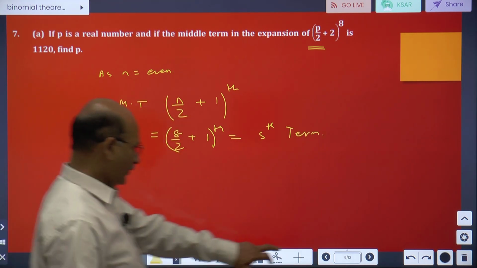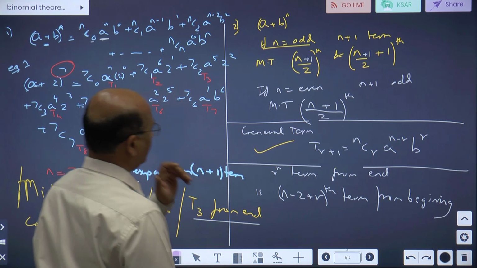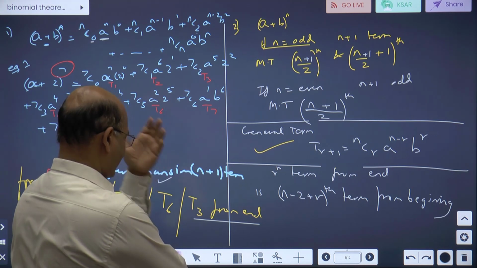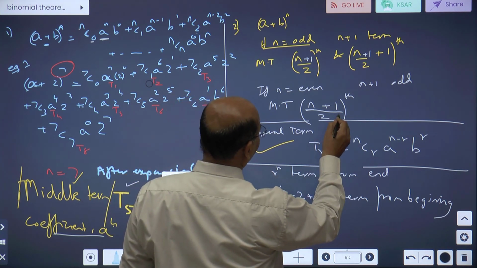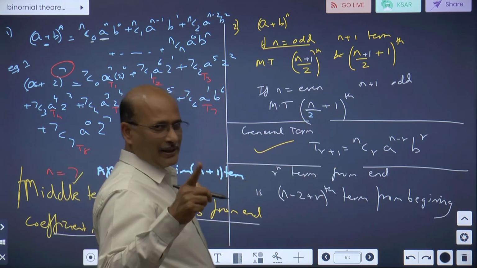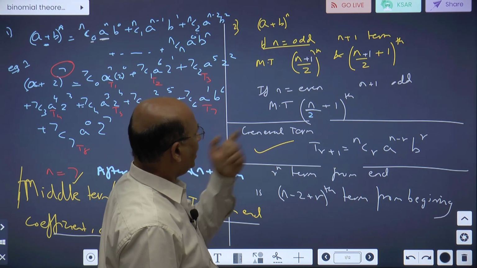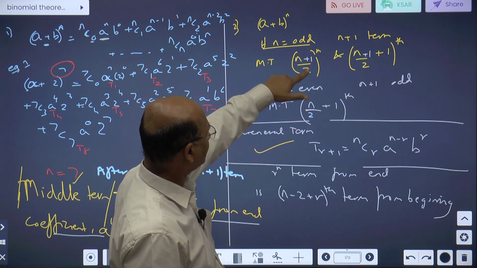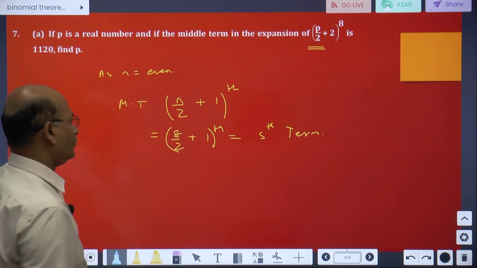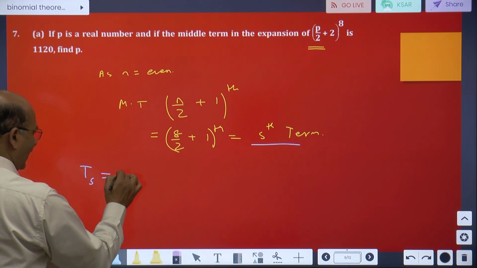Something is striking me somewhere. If n is even, I think something is fishy there. One minute, no, it is n upon 2 plus 1. Let me refer to my lecture, because if n is even, it is n upon 2 plus 1 term. No, it's right. Okay. So n upon 2 plus 1 term, 4 plus 1, 5th term. So I want to find the 5th term T5, so I can say 4 plus 1.